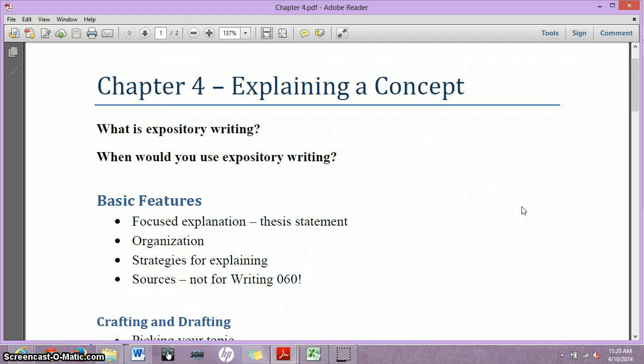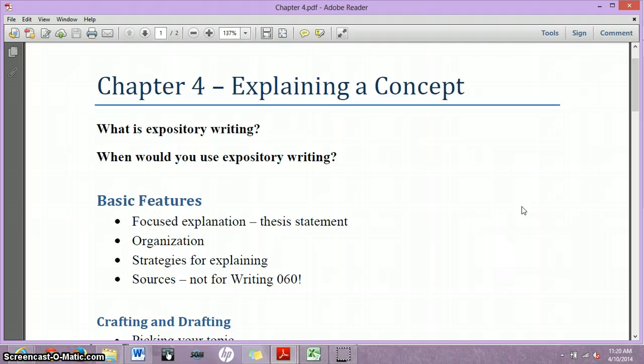Anytime you explain something, there's a purpose behind it. Are you trying to help somebody with directions to your house? Are you trying to explain a lesson to your children? So all explanatory and expository writing and communication has to have a point, and that's where your thesis comes in.